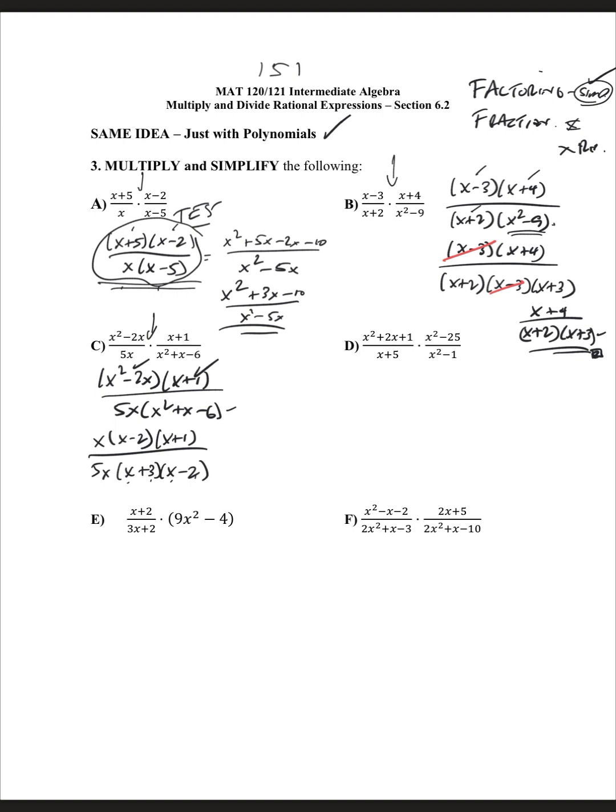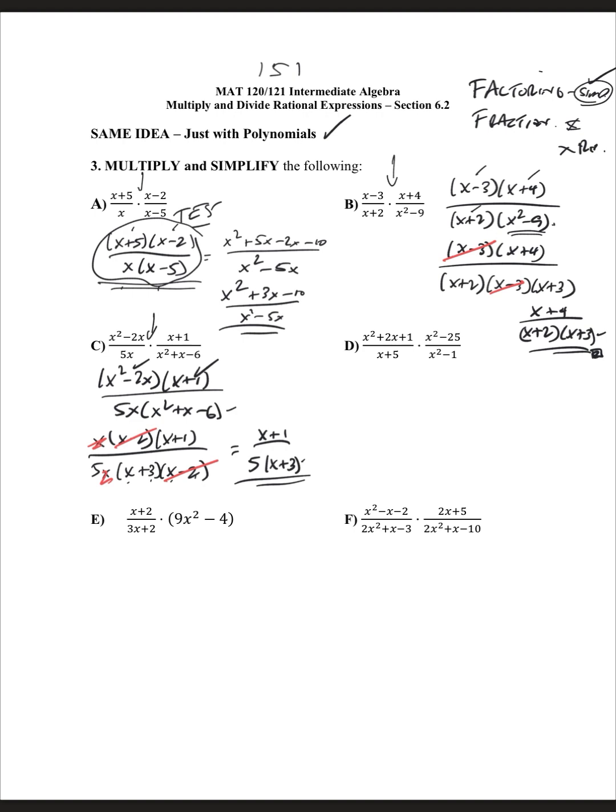So looking at what we have, we can see that there are some common factors. x is a common factor. x minus 2 is a common factor. So they'll basically divide out. And so in this case, our final answer will be x plus 1 up in the numerator, and then 5 times x plus 3 down in the denominator. And again, I'm okay with you leaving it completely factored. Again, the book might want you to distribute that, but we're good.